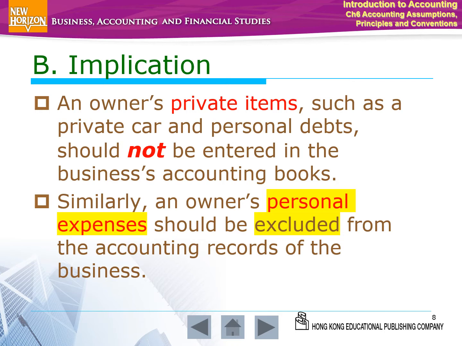Similarly, an owner's personal expenses should be excluded from the accounting records of the business. That means, say, for example, you formed a business and you spent money with your family members. Such bills or expenses should not be included in the business's own accounting records.